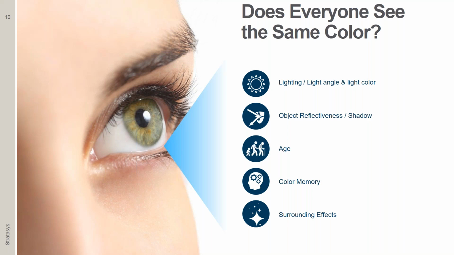Another big point is the age. As we get older, our color receptors turn yellow, and so does the appearance of the world around us. Luckily, color perception is not just inborn, it's also a learnable skill. So you can train yourself.